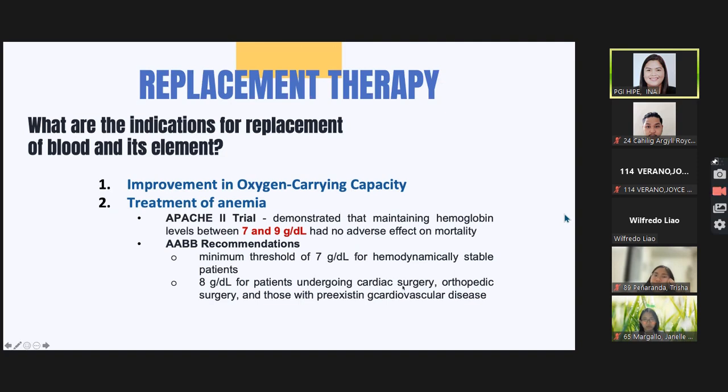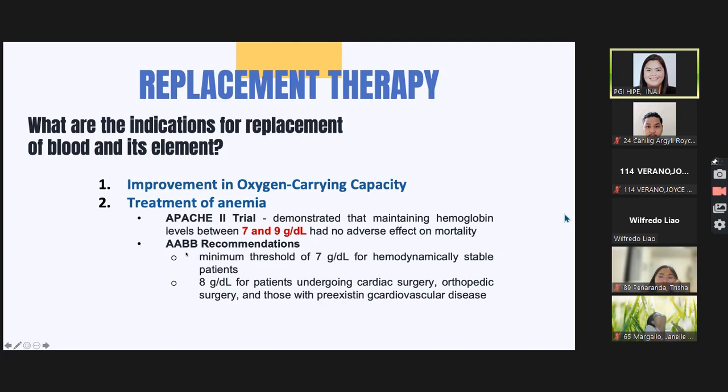So we have here, what are the indications for replacement of blood and its level? So first, why do we transfuse these blood products? First is to improve the oxygen carrying capacity. And second, treatment of anemia. So in the Apache 2 trial, it was demonstrated that maintaining hemoglobin levels between 7 and 9 grams per deciliter had no adverse effect on mortality.